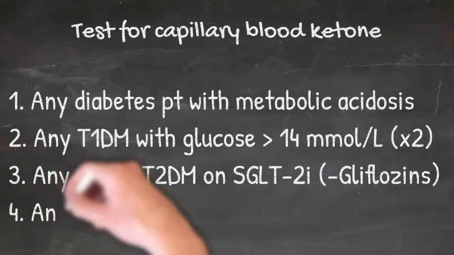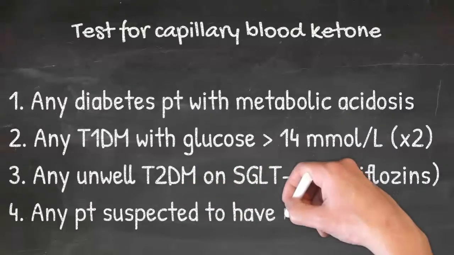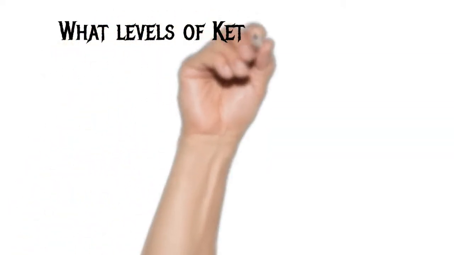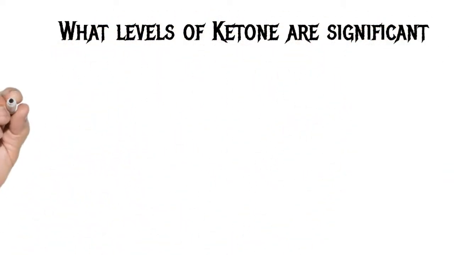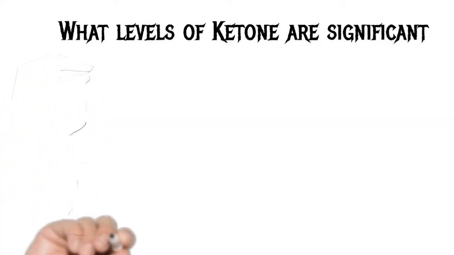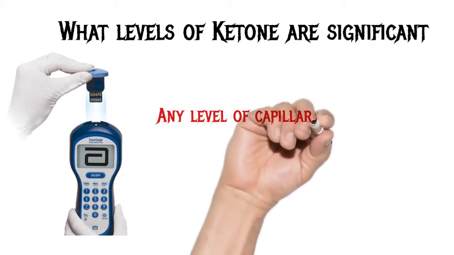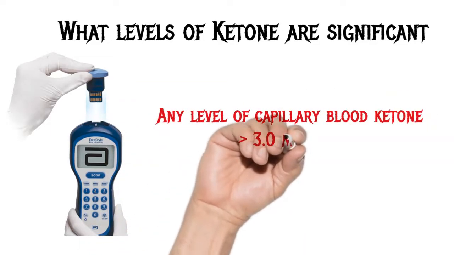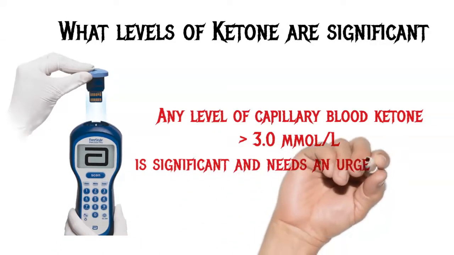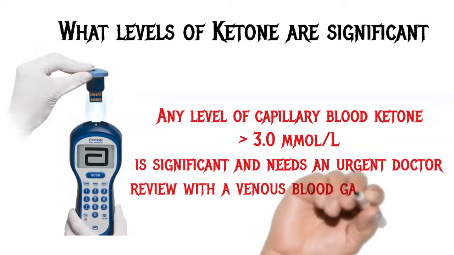Anyone who has a suspected diagnosis of new type 1 diabetes must have a ketone test. Ketones can be tested through a point-of-care ketone testing machine. What level of ketone is considered to be significant? A capillary blood ketone of 3 millimoles or above is considered a significant risk for impending diabetic ketoacidosis. It requires an urgent doctor's opinion and an urgent blood gas to rule out metabolic acidosis.